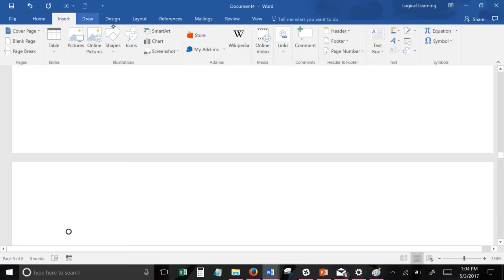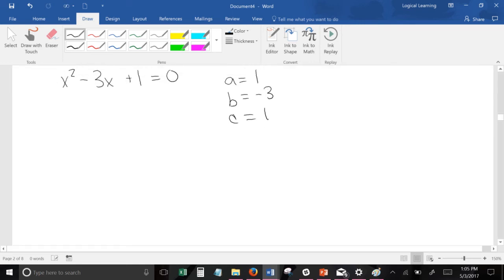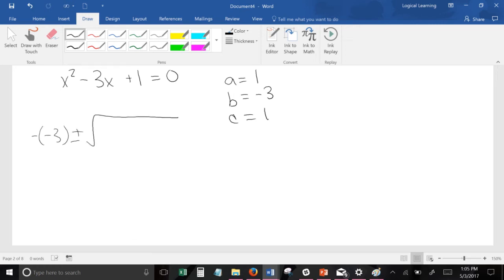Let's look at another method. We have x squared minus 3x plus 1 equals 0. Let's use the quadratic formula. Our a is 1, our b is negative 3, and our c is 1. So we have negative negative 3 plus or minus the square root of negative 3 squared, which is 9, minus 4 times a, which is 1, times c, which is 1, all over 2a, which is 2 times 1.